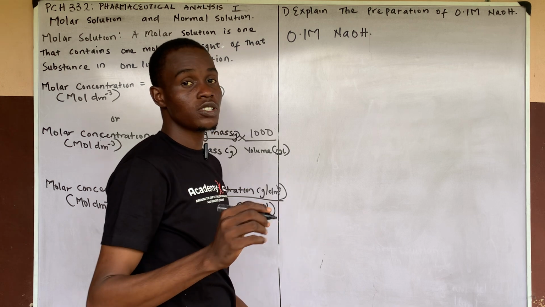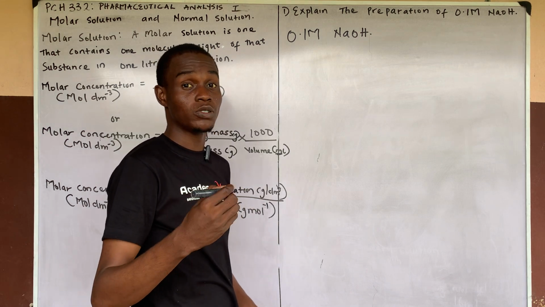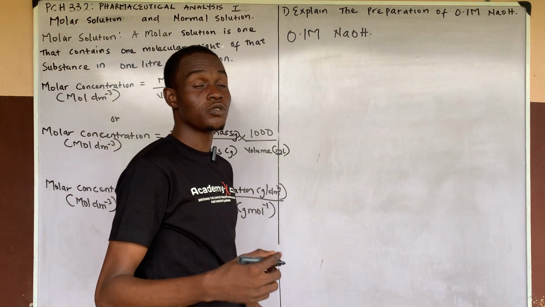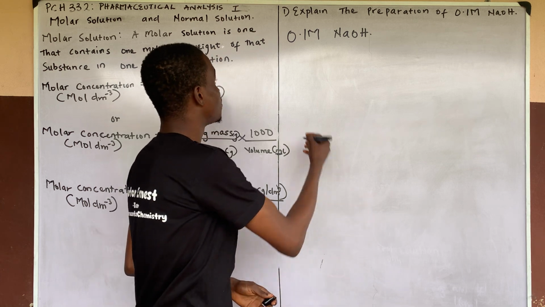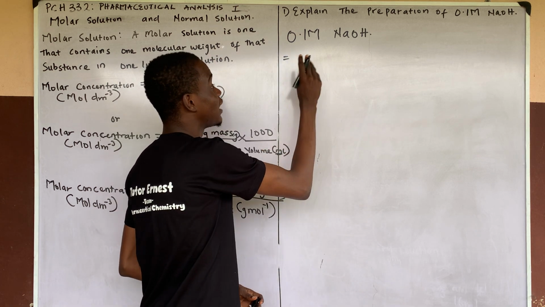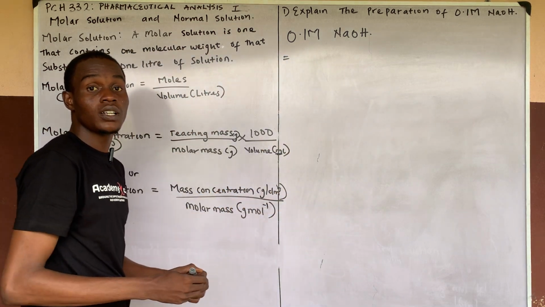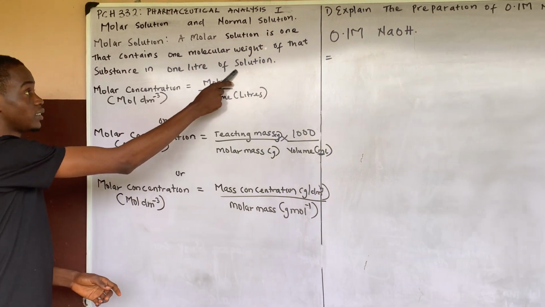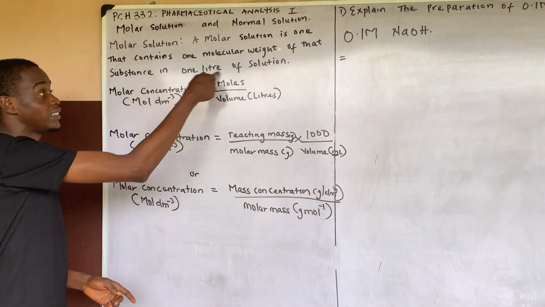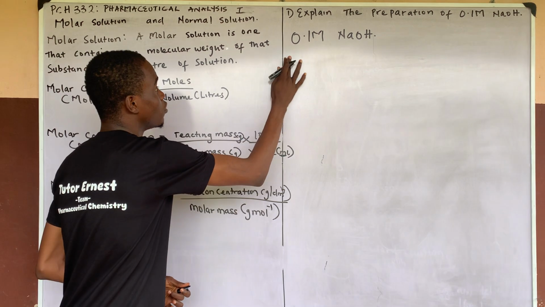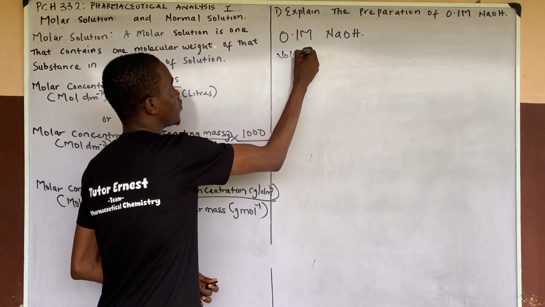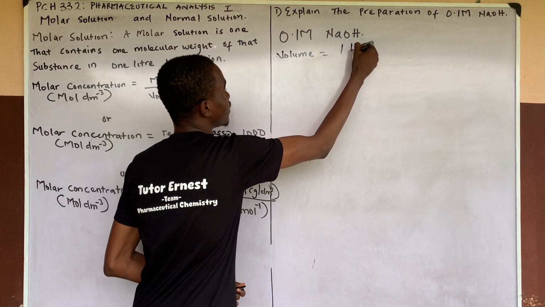Now, no volume was specified. They didn't tell us the amount of volume we should use or the amount of volume to prepare. So it means that we are preparing it in the standard definition of a molar solution, 1 liter of solution. We are preparing it in a liter. So our volume therefore will be 1 liter.